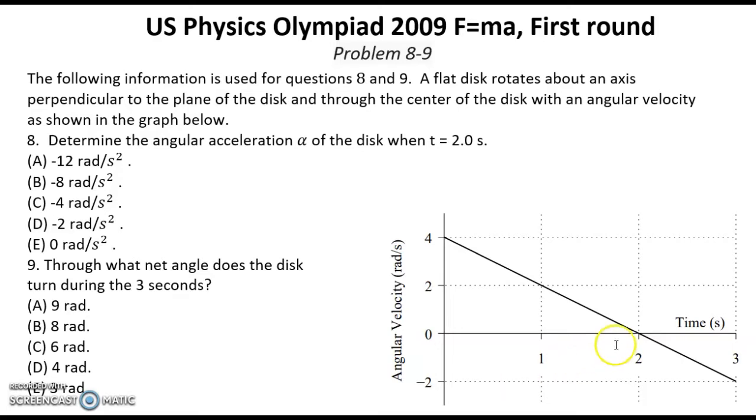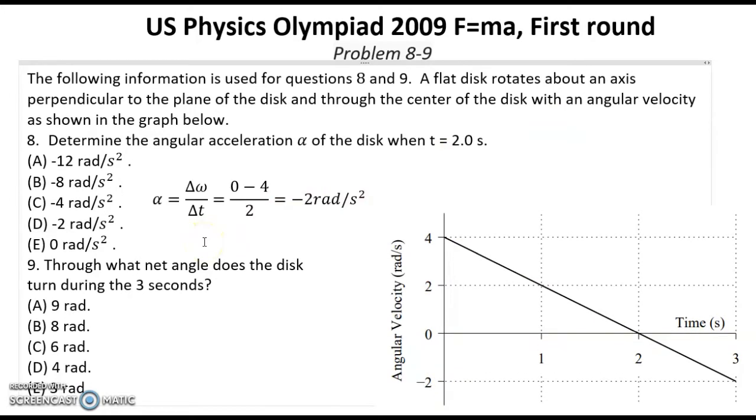We can take, let's say, angular velocity for time 2 seconds and for time 0 seconds, and use the formula change of angular velocity over change of time. That's angular acceleration. In our case it's equal to 0 minus 4 over 2, which is negative 2 radians per second squared, which is answer D.